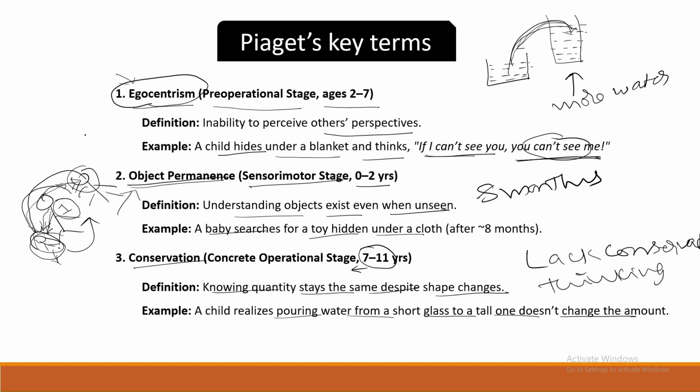Friends, first you have to understand and remember these three key words. Egocentrism occurs in the pre-operational stage. Object permanence occurs in the sensory motor stage, and conservative thinking is experienced in the concrete operational stage. Friends, these are the three keywords you have to remember in Piaget's cognitive development theory.